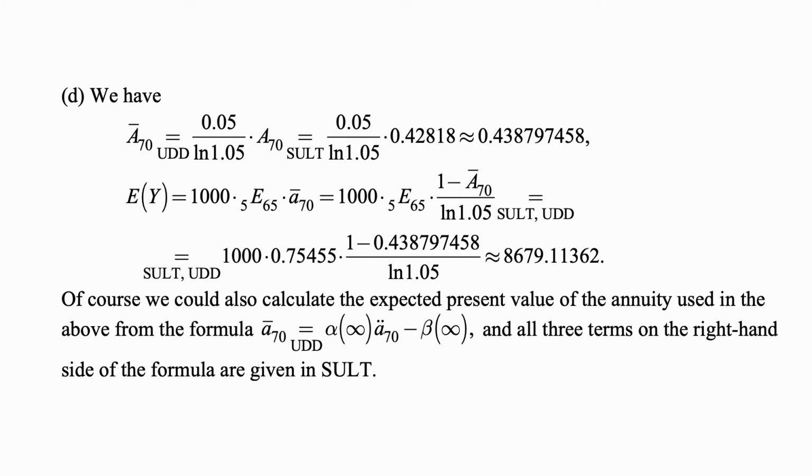Now, you could also calculate the expected present value of the annuity used in the above from the formula a bar 70 under UDD equal to alpha of infinity, a double dot 70 minus beta of infinity, and all three terms on the right-hand side of this formula are given in the standard ultimate life table. I just like the David-Ricardo formula, that's why I tend to use it first, but either way is correct.